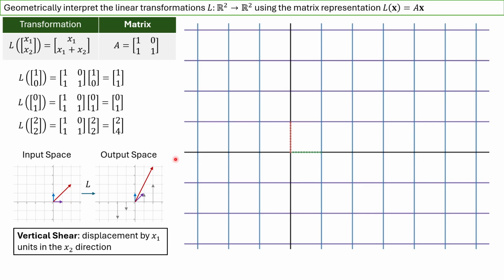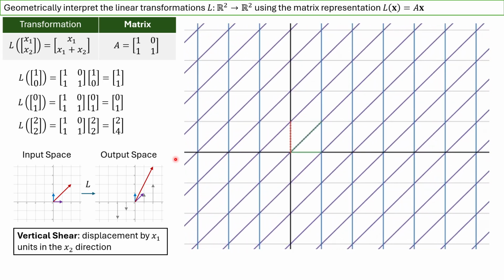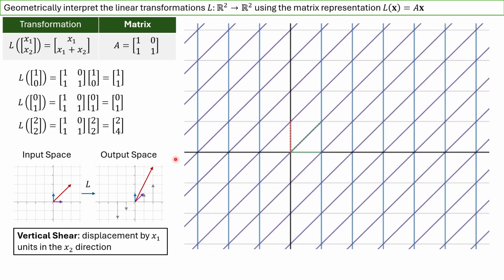We could see this transformation. It looks kind of like a deck of cards being pushed from the side to me. So notice that every vertical line stays perfectly vertical, but the horizontal lines get tilted into a slope.